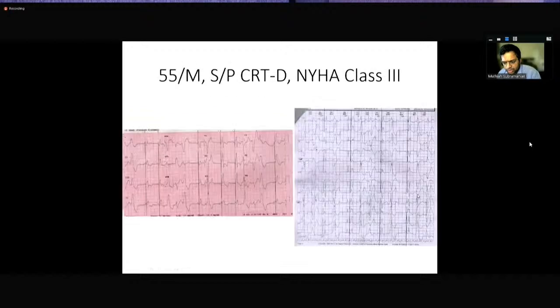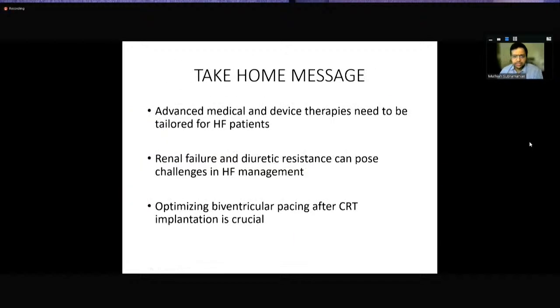So advanced medical and device therapies need to be tailored for heart failure patients. And renal failure and diuretic resistance is something that we clinically encounter on a day-to-day basis, and they can be challenging in patients with heart failure. And after CRT implantation, even if the patient is not responding or there's no subsequent reduction in symptoms, you need to look at why the patient is not responding and how to optimize the biventricular pacing.